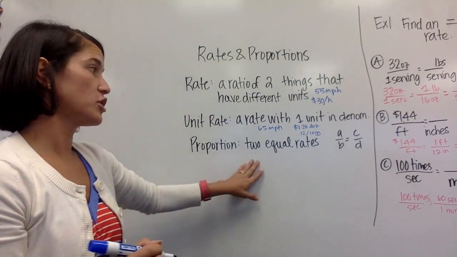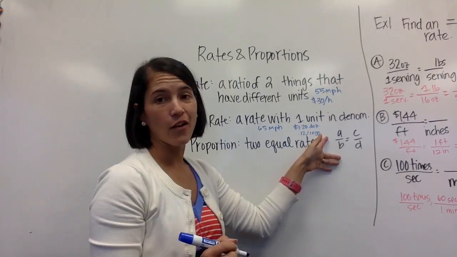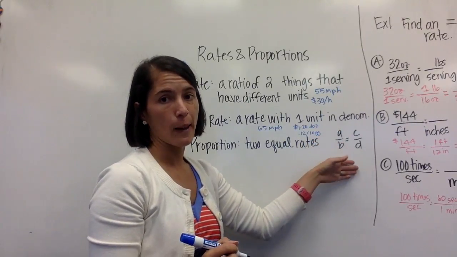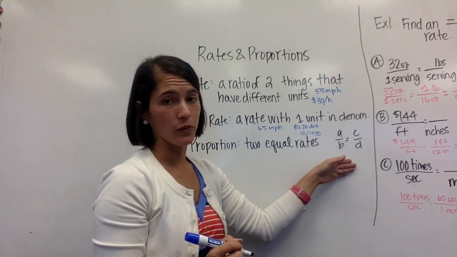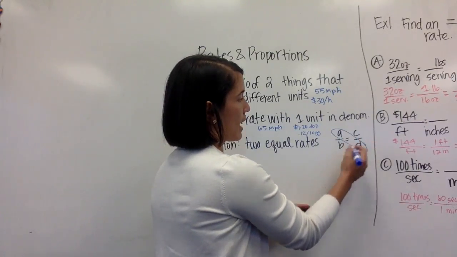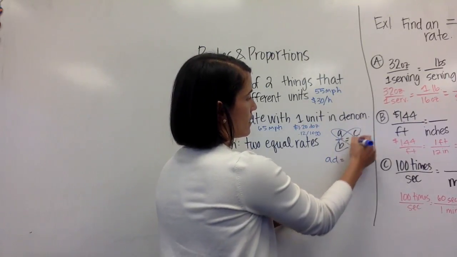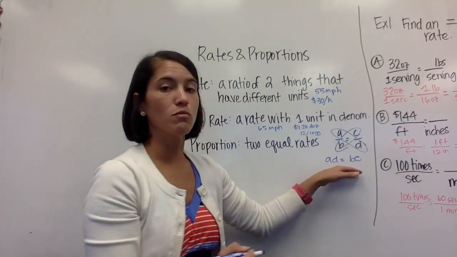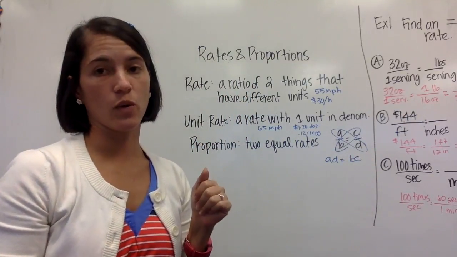And then a proportion is two equal rates. So A over B is equal to C over D. B and D cannot equal 0. And then you're going to use the cross products. You're going to multiply AD and BC. When you multiply the cross products, those are equal.